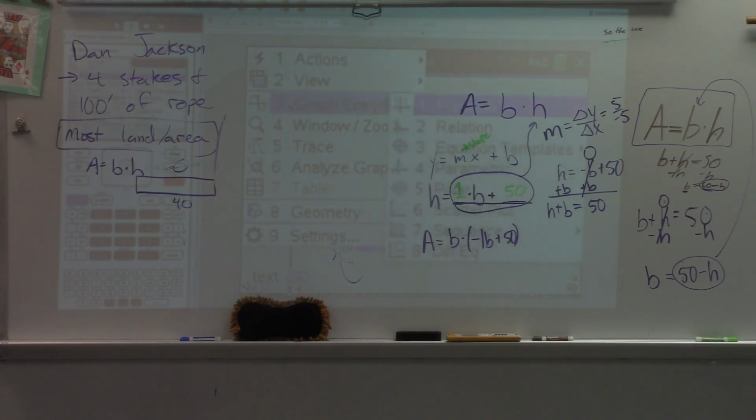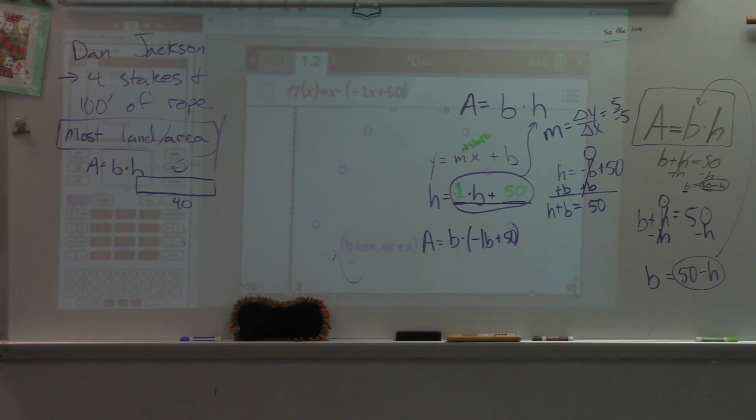Graph. Now remember, I have an equation now. If I have the equation, I have a function. And so I'm going to type in, instead of b, I'm going to use x. X times negative 1x plus 50.